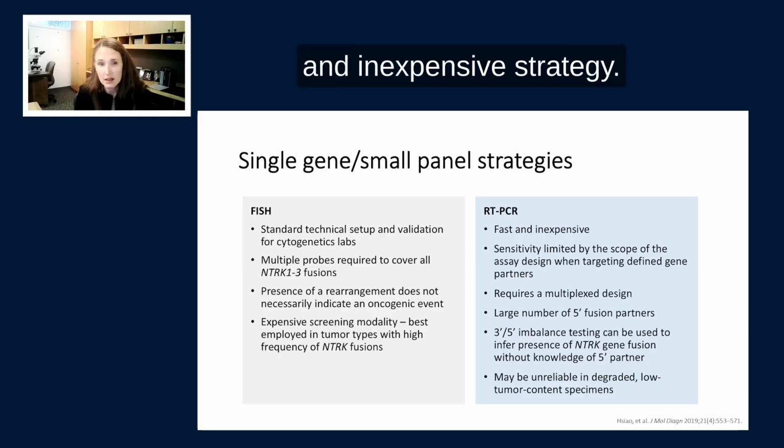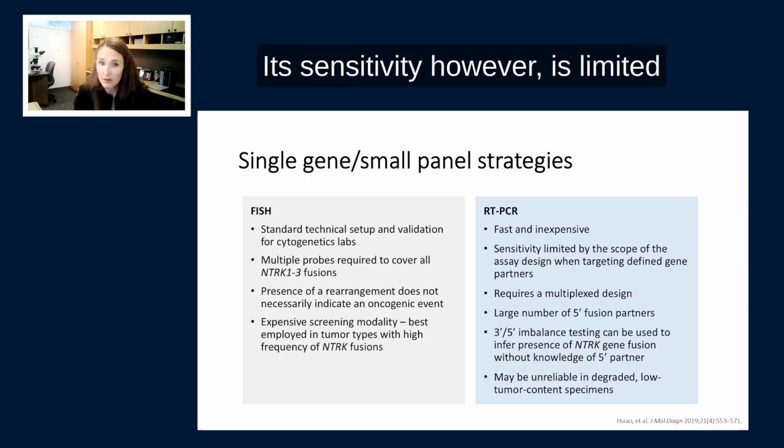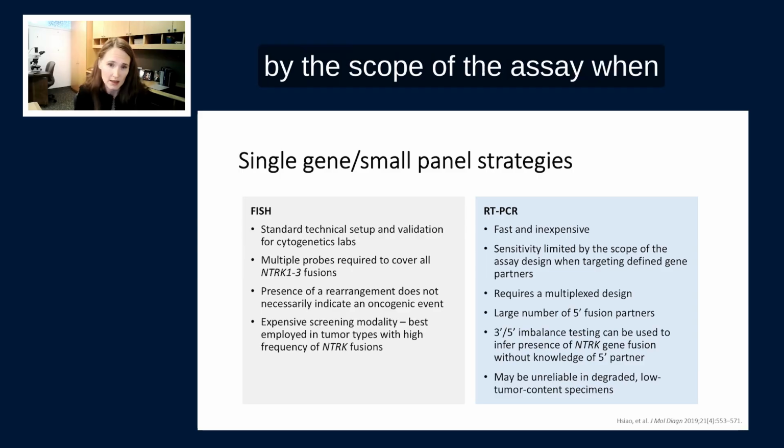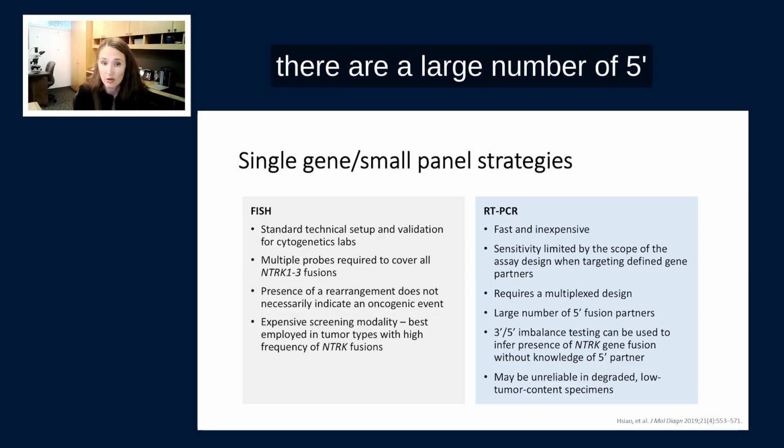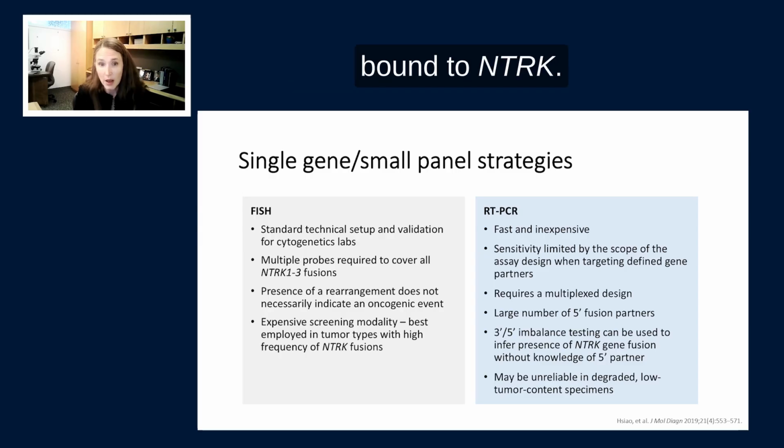RT-PCR is a fast and inexpensive strategy. Its sensitivity, however, is limited by the scope of the assay when targeting defined gene partners. It does require a multiplex design, and there are a large number of 5' fusion partners that can be bound to NTRK.